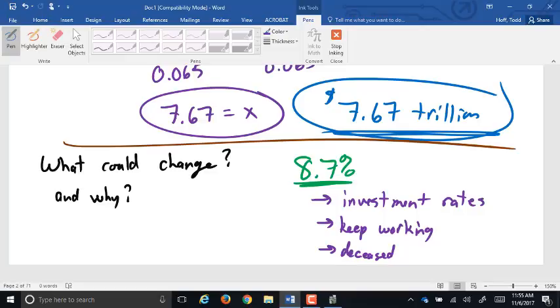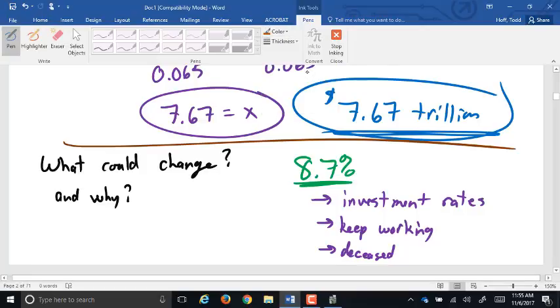Either at that point, maybe things happen that people don't want to retire, so they keep working, or maybe things happen where a bunch of people pass away. The next plague could go through and cut the population down by a significant amount, or something could happen.